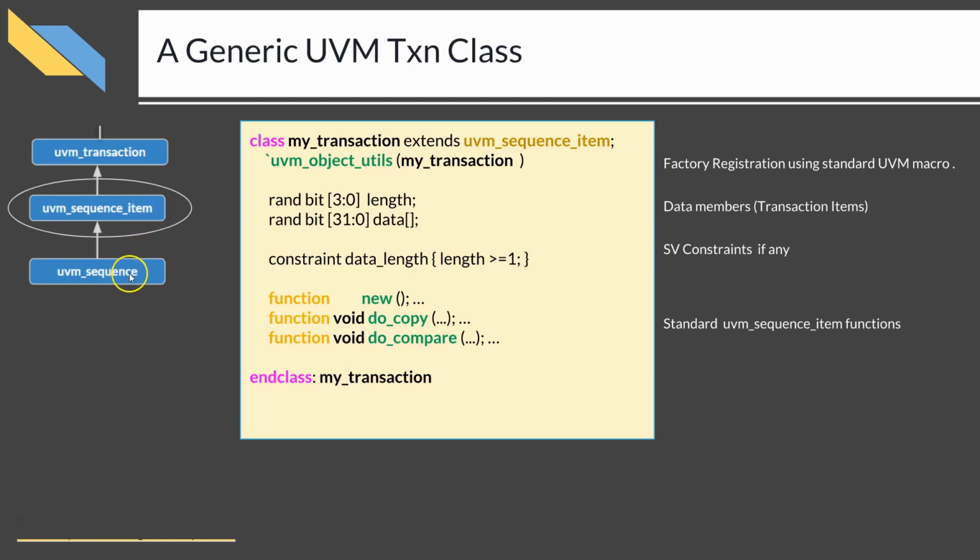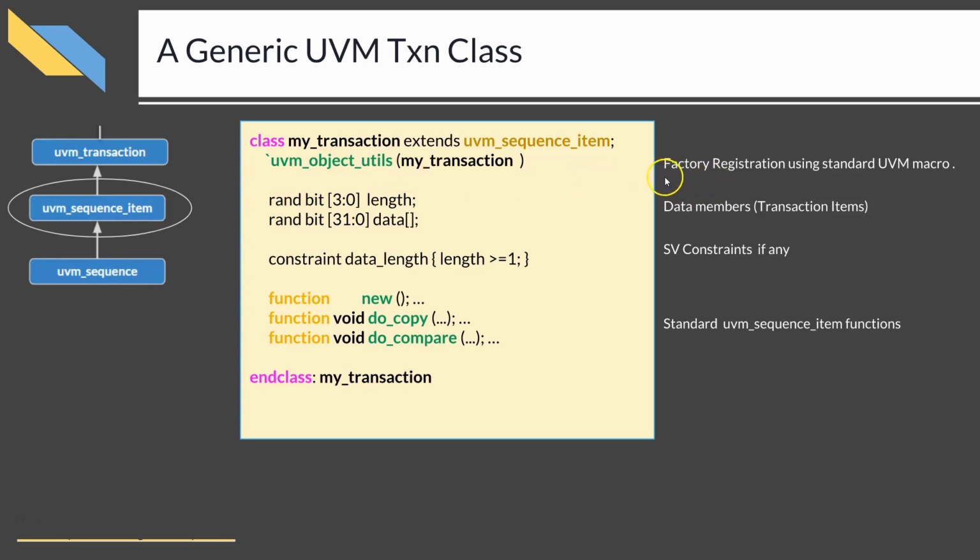The sequences are extended from the UVM sequence class, and the transactions are extended from the UVM sequence item class. So this is how your transaction class looks in general. You can give any class name for your transaction, and all of them should extend from the UVM sequence item. Next is the factory registration macro for the data classes, which is UVM object utils. If you remember from the previous session, the factory registration macro for the component classes was UVM component utils, and for the sequences and the transactions, they are UVM object utils.